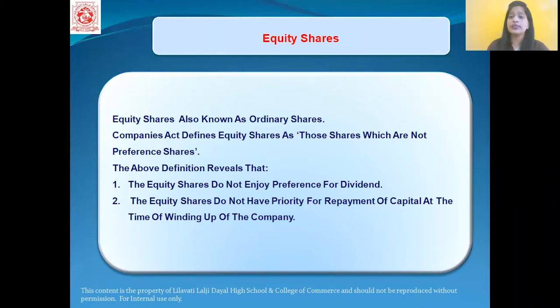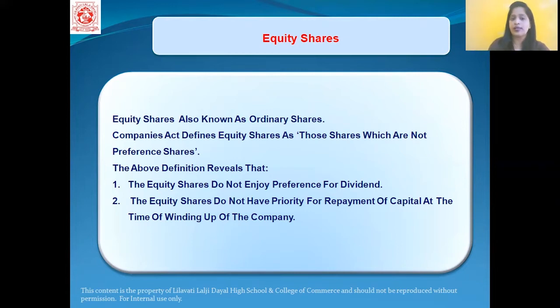Just now we studied that there are two types of share. The first type is equity share. Now what are equity shares, students? Equity shares are also known as ordinary shares. Why ordinary? Because these shares do not have preference over receiving dividend and repayment of capital. So they are termed as ordinary shares. The Companies Act defines equity shares as those shares which are not preference shares, simple as it is.